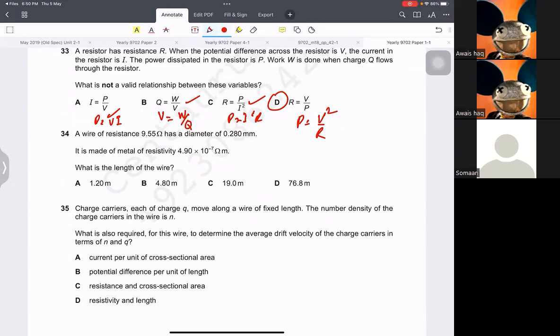What is the length of the wire? 4.90. Is there a diameter? Okay. Pi by 4 times 0.280 times 10 raised to power minus 3, whole squared. Whoa, complicated. We will do it, no tension. So you multiply the whole term here.